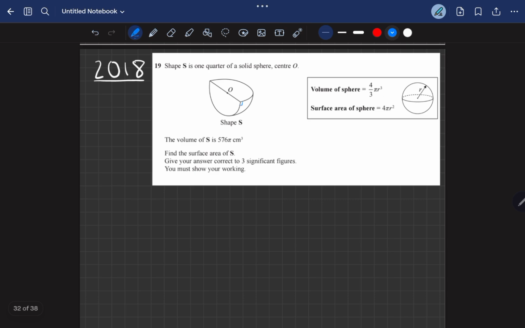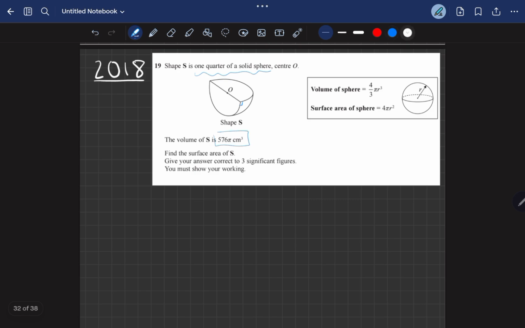And we've got a few formulas here. Okay. So, in order to find the surface area, I would like to first know the radius of this sphere. And I can find the radius if I know the volume of the whole sphere. But I don't know the volume of the whole sphere, but I know that the volume of 1/4 of the whole sphere is 576 pi.